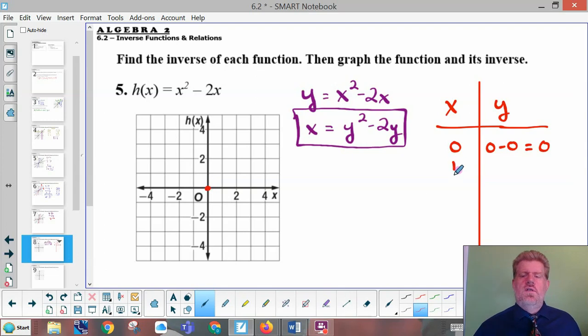Let's do 1. 1 squared minus 2 times 1. 1 squared is 1. 2 times 1 is 2. 1 minus 2 is negative 1. So we have the point 1, negative 1.